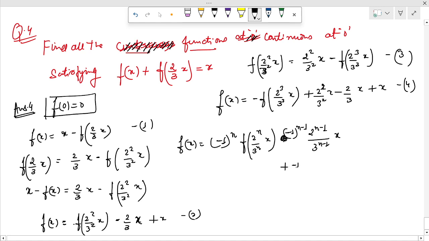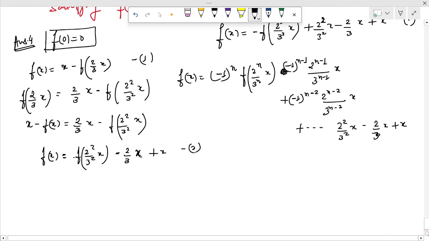Plus minus 1 raised to power n minus 2, 2 raised to power n minus 2 upon 3 raised to power n minus 2 x, and so on, down to 2 square upon 3 square x minus 2 upon 3x plus x. So what I see from here is that f of x, from here I'm writing. So what is f of x?